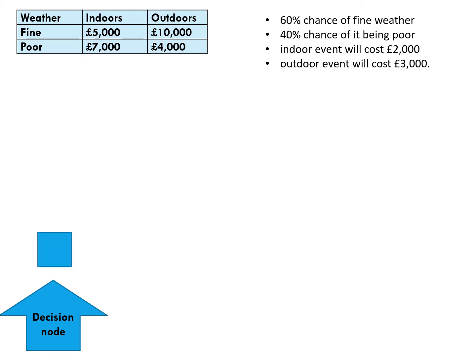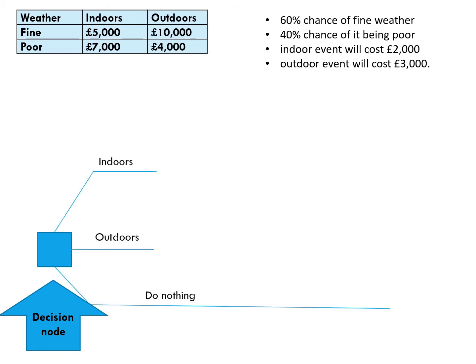So I just start my decision tree by drawing this square here, which we call a decision node. So this square represents the point at which I need to make a decision. Off that, I then have my three options. So I can decide either to have my party indoors, my party outdoors, or often there's a third option, which is just to do nothing. So these lines represent my choices, and they're connected here to a decision node where I indicate making a decision.